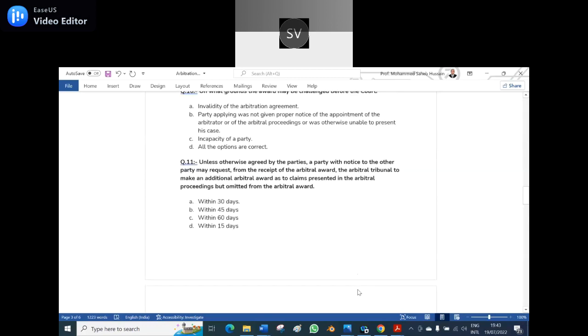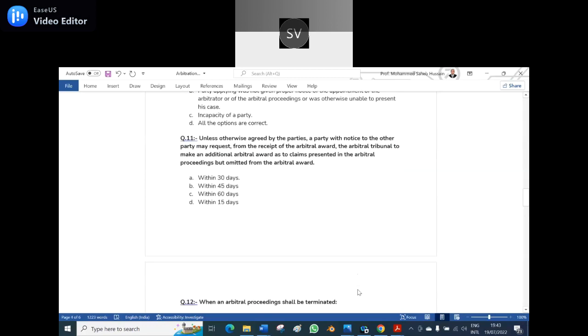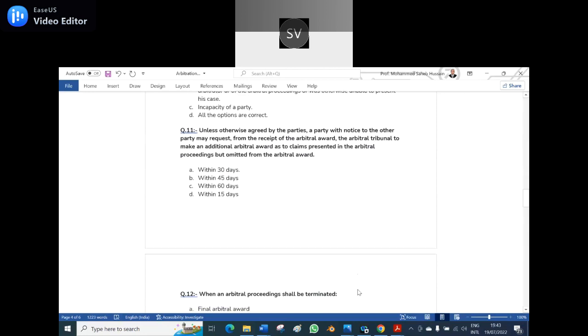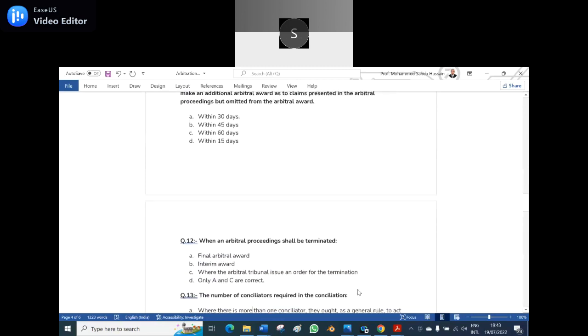11th question. Unless otherwise agreed by the parties, a party with notice to the other party may request, from the receipt of the arbitral award, the arbitral tribunal to make an additional arbitral award as to claims presented in the arbitral proceedings but omitted from the arbitral award. Option A, within 30 days, option B, within 45 days, option C, within 60 days, option D, within 15 days. Option A, within 30 days. Yes, option A is the correct answer.